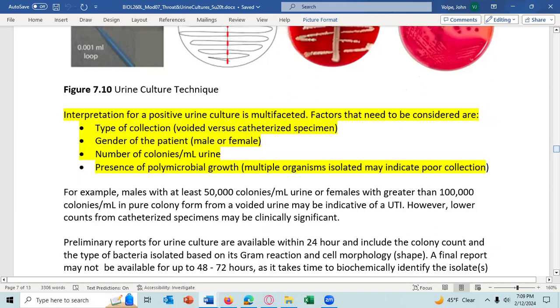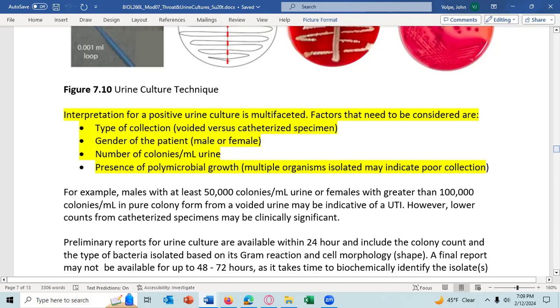The gender of the patient. For some reason, females have more bacteria, at least in the voided urine. They may have more bacteria in their bladder, in which case they have more bacteria for that reason as well, than male patients. The number of colonies per mL of urine, take a look at that. And then the presence of polymicrobial growth.